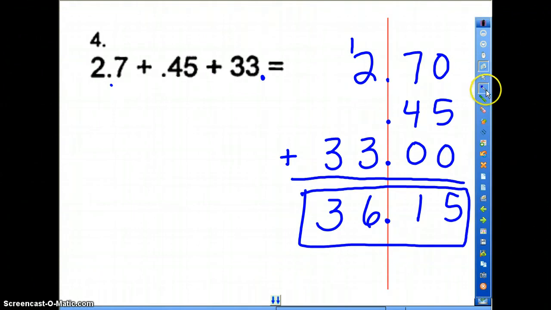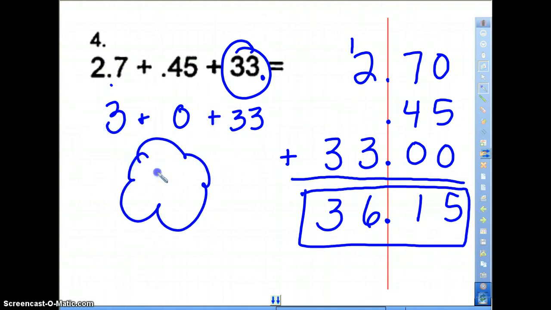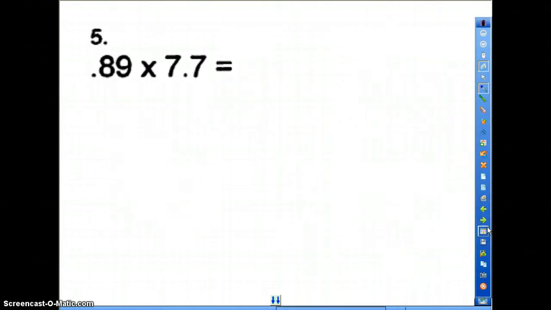Now, before we move on, is my answer reasonable? Okay, I've got 33 here. 0.45, well, that's a little under a half. I mean, if you were going to round it one way or another, you might call that 0. And 2.7 is real close to what? Yeah, that's real close to 3. And if you add those together, we get what for an answer? Is our answer reasonable? Yes, it is. Okay, moving on.